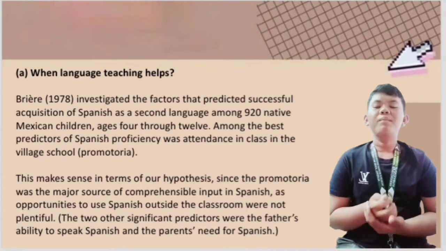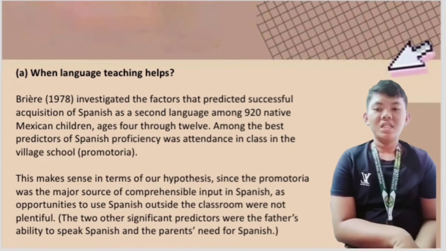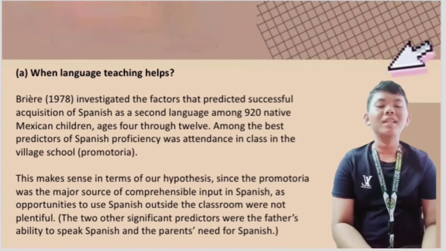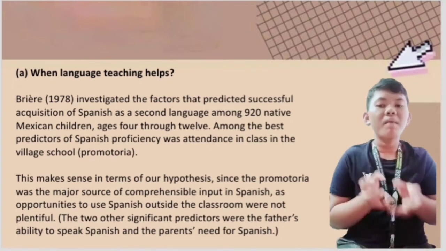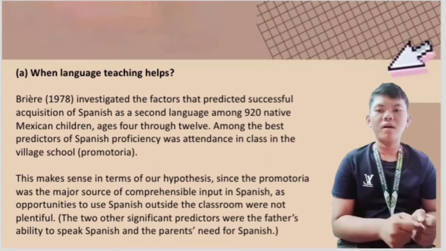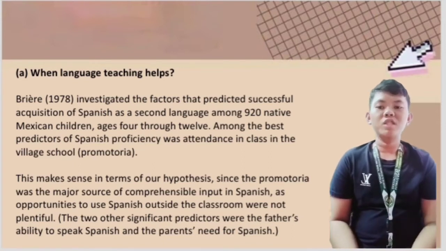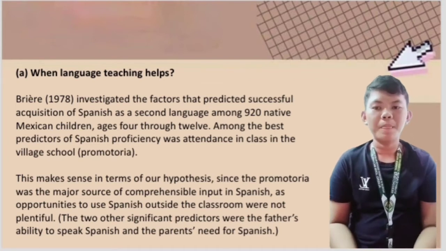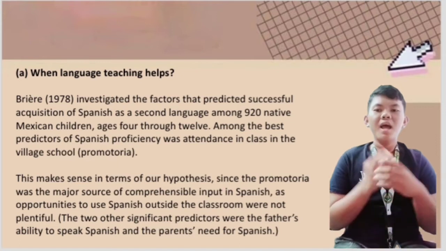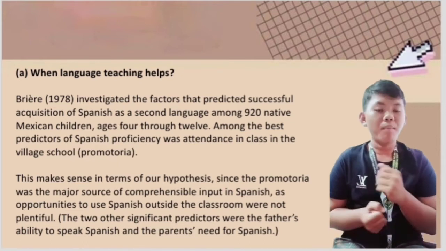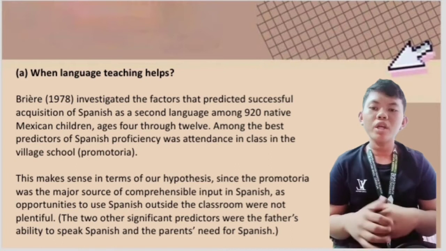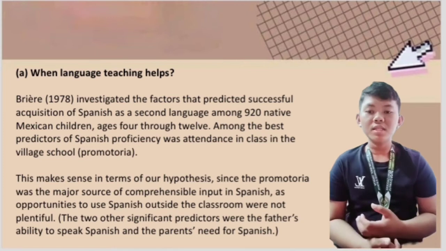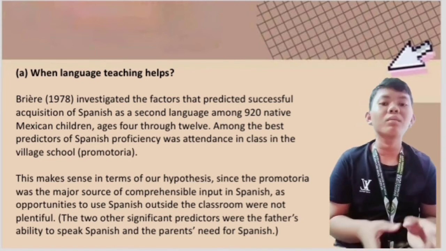Let's take this for example. Upshur in 1978 investigated the factors that predicted successful acquisition of Spanish as a second language among 920 Mexican children ages 4 through 12. Among the best predictors of Spanish proficiency was attendance in class in this village school. This makes sense in terms of our hypothesis, since the classroom was the major source of comprehensible input in Spanish, as opportunities to use Spanish outside the classroom were not plentiful.